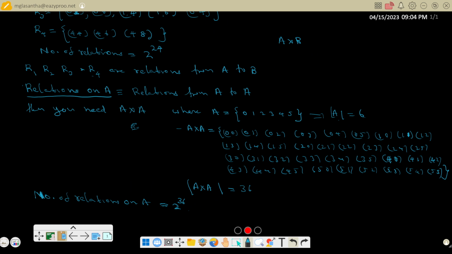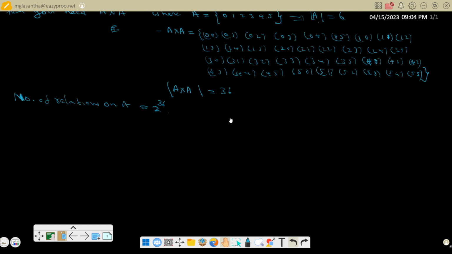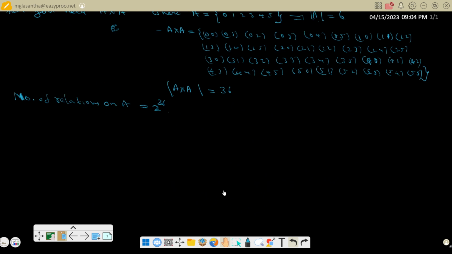Then properties of relations. Now, there is a relation on a finite set. A is a finite set, no? A has 6 elements, 6 members, so it's a finite set. What do you mean by infinite set? Infinite set, like the set of integers, right?